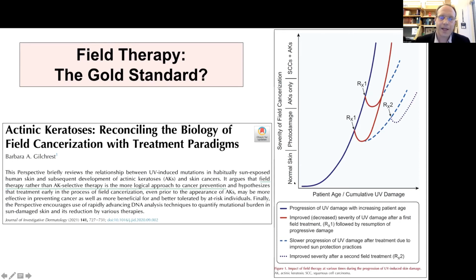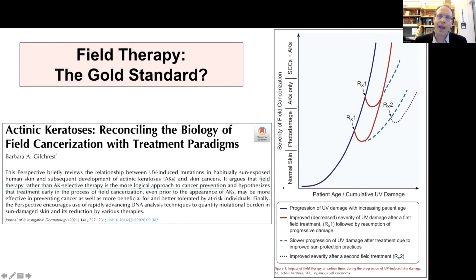And I've highlighted in green this argument. The article itself argues that field therapy, rather than AK selective therapy, is the more logical approach to cancer prevention. And I think that if you think about the science and the clinical data that we talked about today, I actually agree with Dr. Gilchrist that field therapy logically makes sense. And to help explain this, she has this very interesting diagram, which I show on the right. So we're going to walk through this.